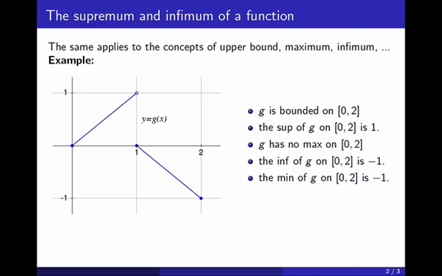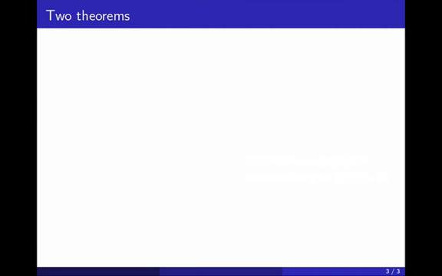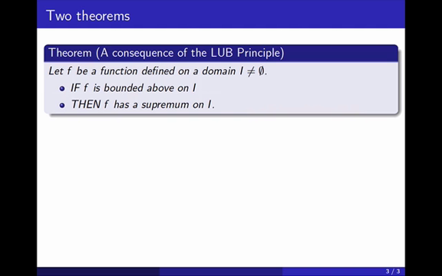To conclude, now that we have this language, there are two theorems we already know that we can write using these concepts. The first one is the consequence of the least upper bound principle. The least upper bound principle for sets says that if a set has an upper bound and is non-empty, it must have a least upper bound. The same thing is true for functions. If a function has an upper bound, is bounded above, then it must have a least upper bound, meaning it has a supremum. There is a corresponding theorem using lower bounds and infimum as well that you can write yourself.